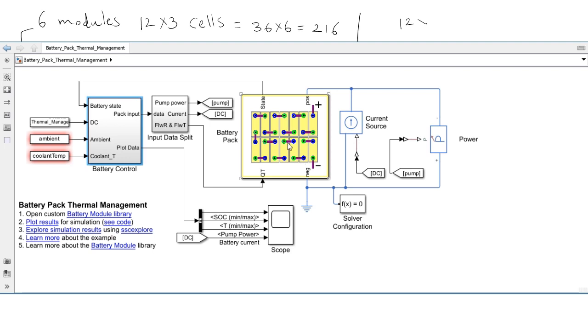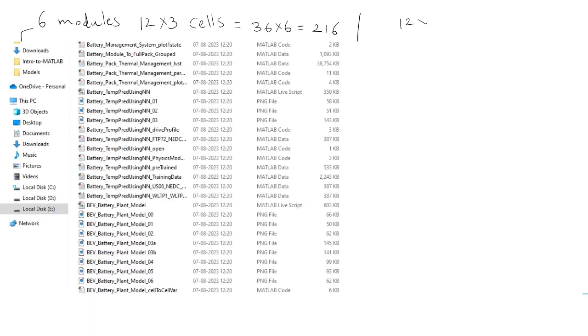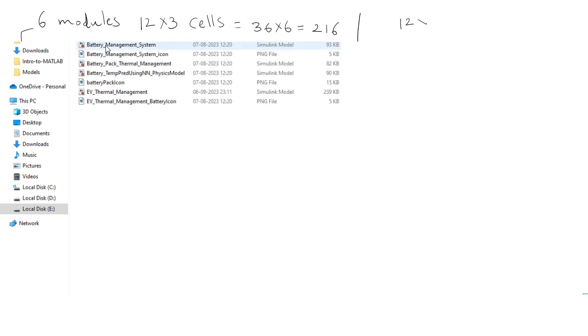This is a battery pack. And how to execute this model. So here in the models you will see battery management system. This is battery pack thermal management. These are the blocks which I have explained during this lecture, battery pack thermal management. Okay. I am stopping my lecture here.